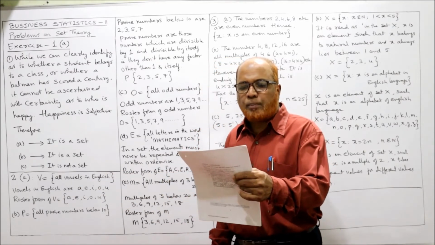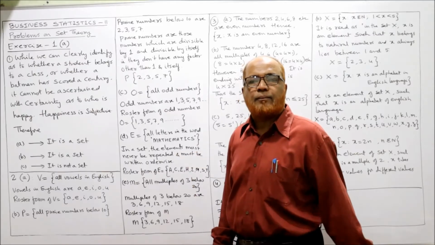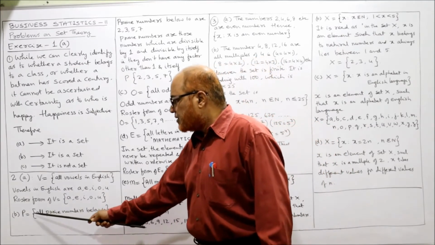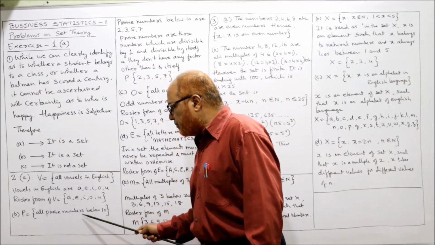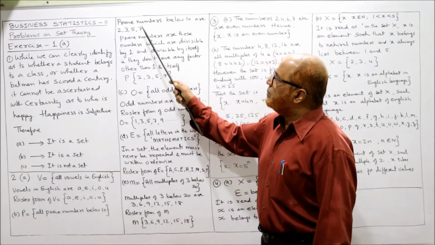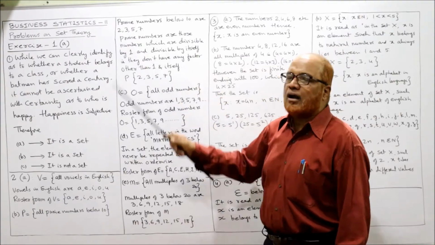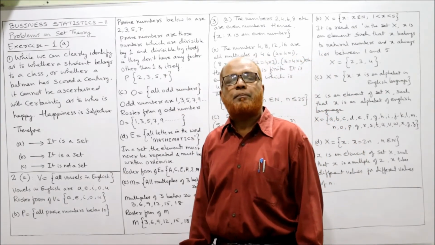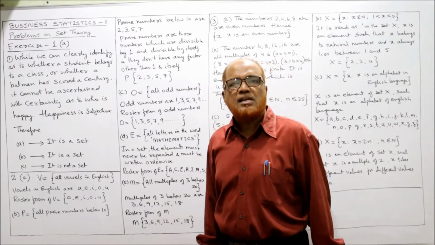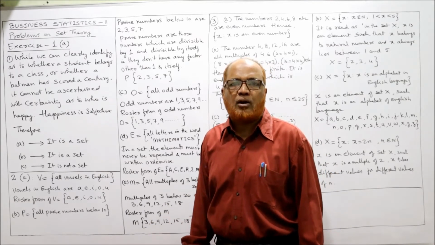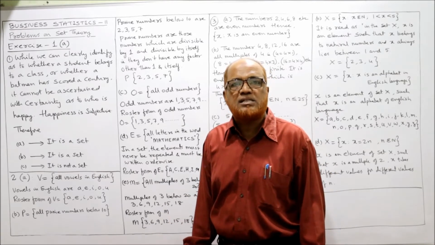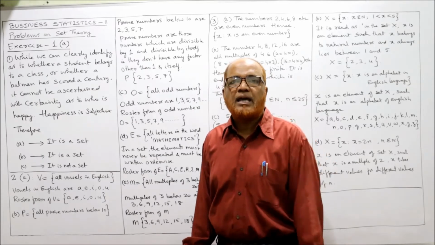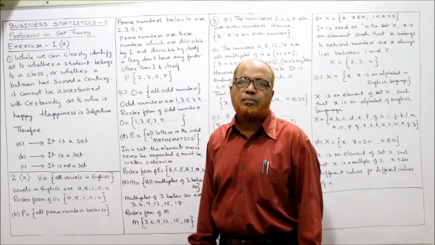Second, B point. P is equal to all prime numbers below 10. The prime numbers below 10 are 2, 3, 5, 7. First of all, you must know what we mean by prime number. A prime number is a number which is divisible by 1 or divisible by itself. That is called a prime number.